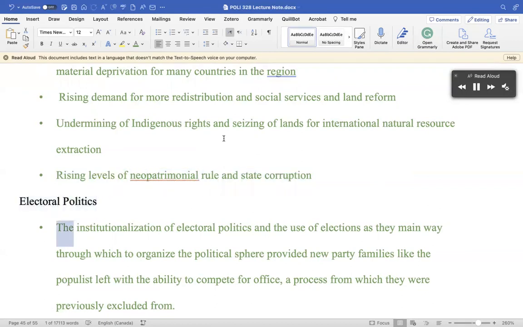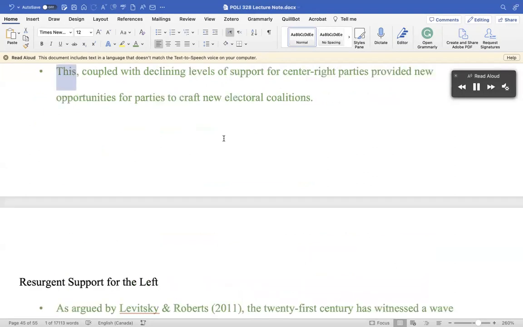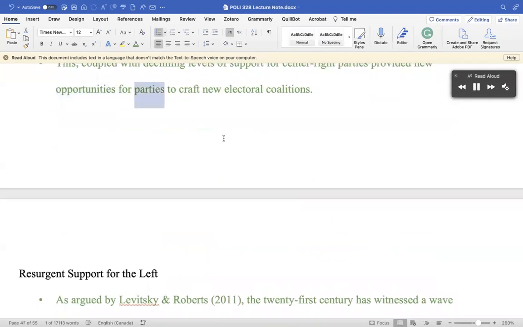Electoral politics. The institutionalization of electoral politics and the use of elections as the main way through which to organize the political sphere provided new party families like the populist left with the ability to compete for office, a process from which they were previously excluded. This, coupled with declining levels of support for center-right parties, provided new opportunities for parties to craft new electoral coalitions.